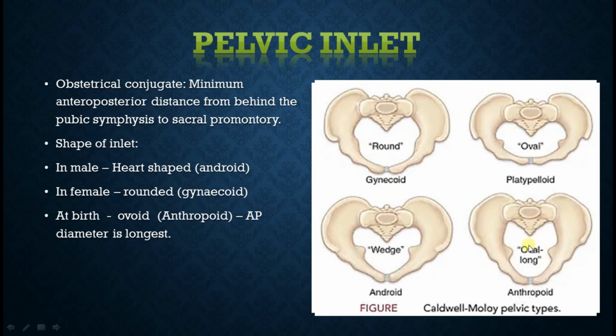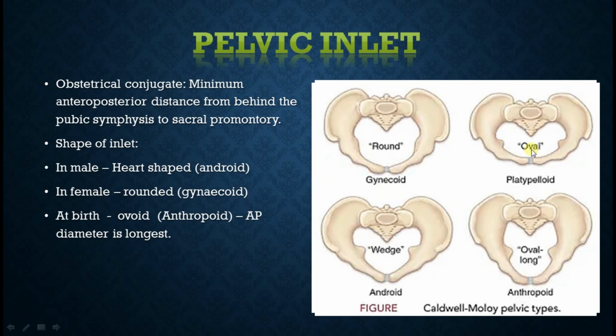The antero-posterior diameter is more than the transverse diameter. At birth it is called anthropoid. But after puberty it assumes the adult shape based on growth. If it is a female, it assumes a round shape because the pubis also grows transversely more. In males, the vertical growth of the lateral wall of the pelvis is more than the growth of the pubis, so it assumes a heart shape.